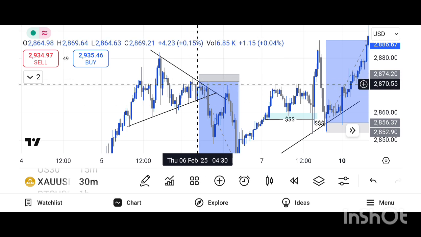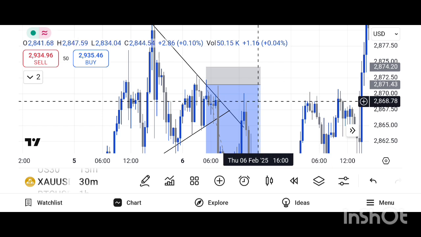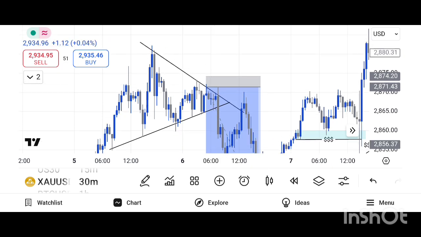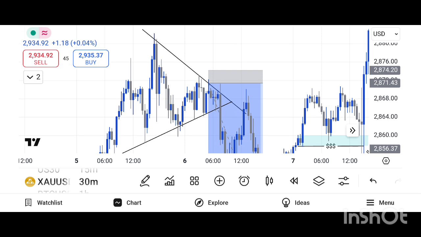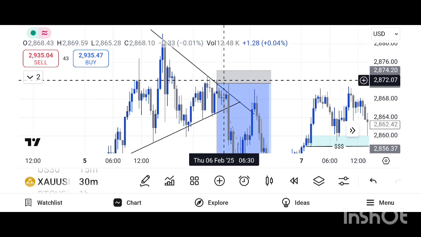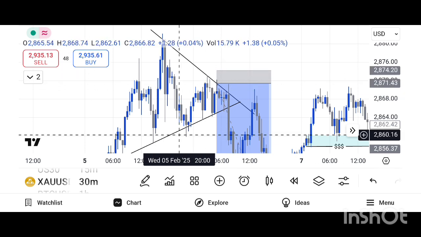That was a shooting star candle. Let me zoom in a bit. The third touch left a shooting star candle, if you can see it here. If you don't know what shooting star candles are, you can check out my videos on candlestick patterns, right? It left a good candle confirmation that the upper trend line is stronger, because this one is being exhausted.